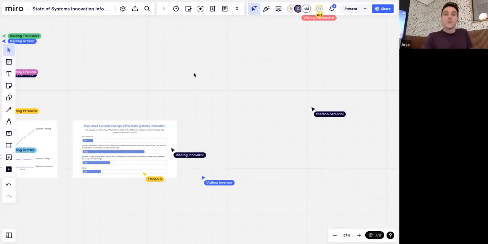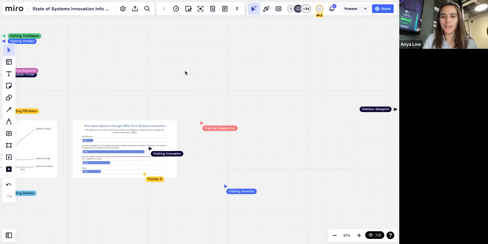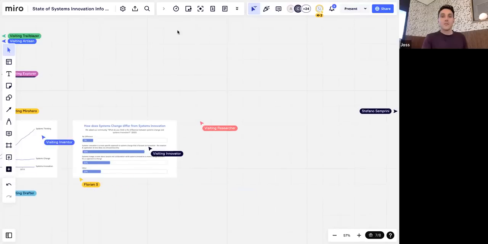Are there any questions, Anya? No, just a matter of visibility. There's the option to turn off everyone's cursor while sharing the screen. Okay, yes, good point. Sorry.